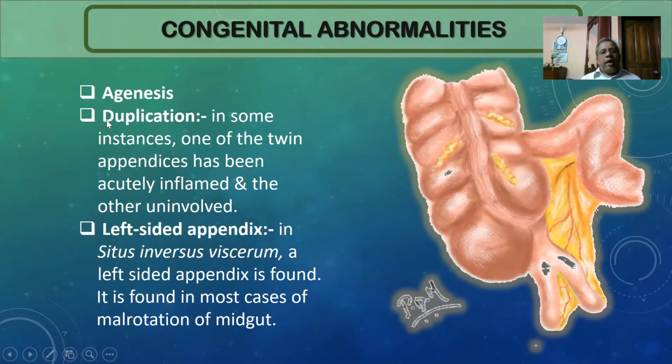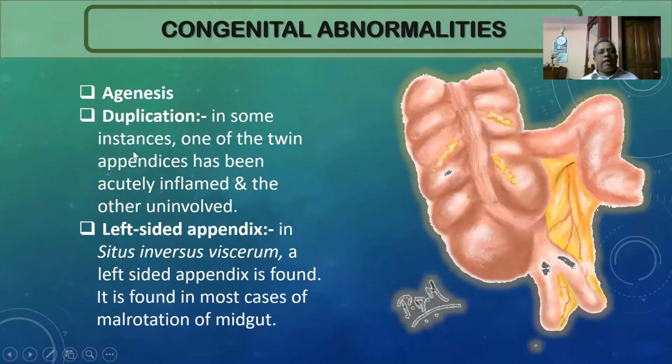And some are duplication, that means a double appendix. During development, there are two appendices there. During appendicitis, you remove one appendix and go out. If you don't examine very carefully, you can miss the other appendix. Subsequently, the patient has appendicitis again after appendicectomy. So for that reason, whenever you go for an appendicectomy, search very carefully whether there is any duplication of the appendix or not.